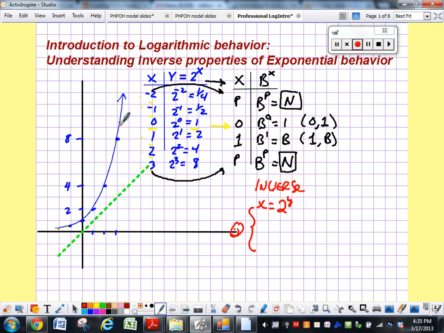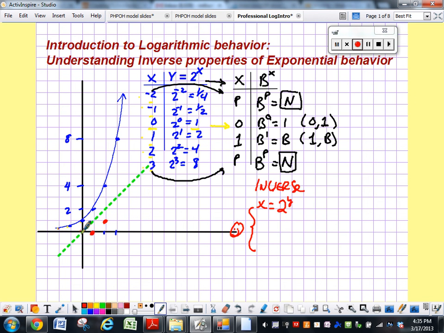And if we have all of these points that we already know, then the inverse should be just switching those x, y coordinates. So here we go. Exponentially, when we plug in a 0, base to a 0 power gives us a 1. So logarithmically, boom, we get this point, 1, 0. It's the inverse of 0, 1. The next point is 1, 2. The inverse of 1, 2 would be 2, 1.